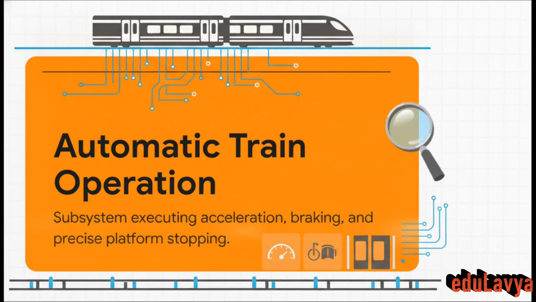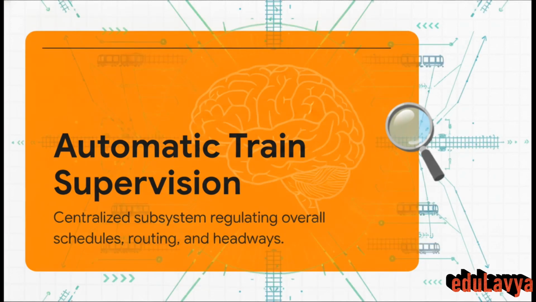It's the system making sure the train aligns perfectly with those platform screen doors, giving passengers a perfectly smooth ride every single time. And overseeing this whole operation is Automatic Train Supervision, the ATS. Think of ATS as the central brain of the network. It regulates the overall schedules, the routing, and the headways, or the distance between all the trains. It manages the big picture so that the individual trains can execute their specific routes without causing giant network bottlenecks.